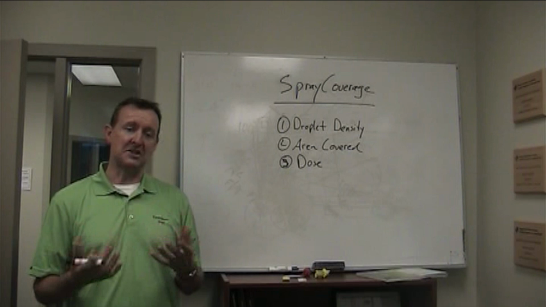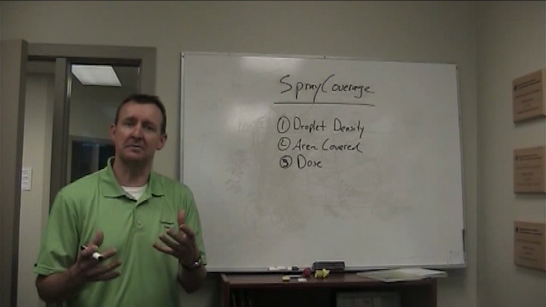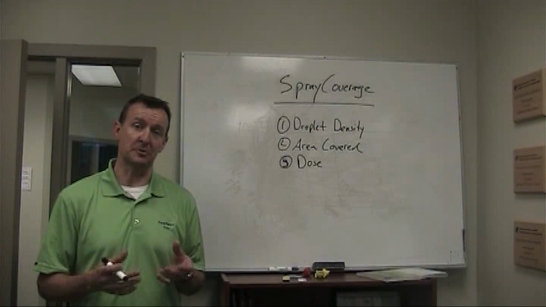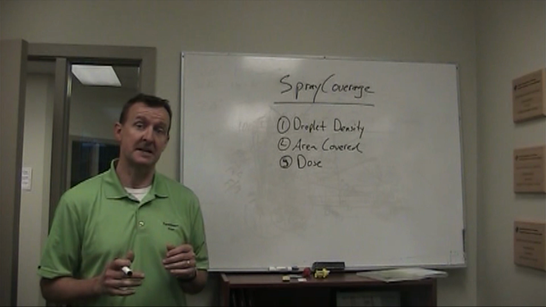Oftentimes, certain products will say, "Well, in order to protect a plant from an insect pest or a disease or something, you need a certain number of droplets per square inch or droplets per square centimeter." That's a very good and important parameter. It is important for many of those kinds of products. So that's a powerful one.